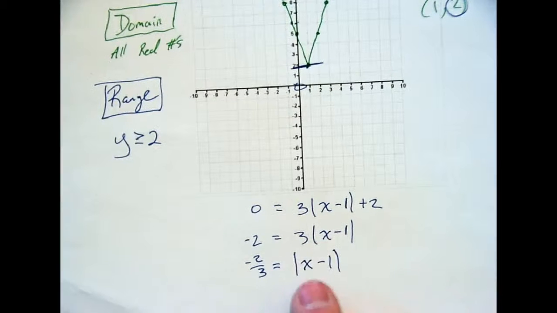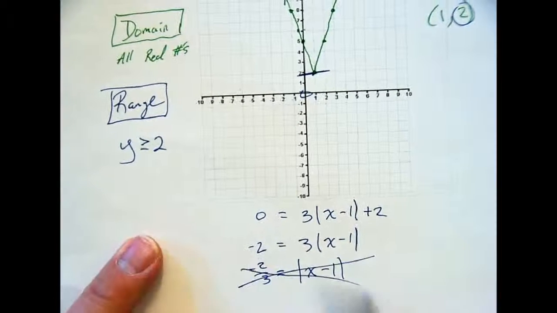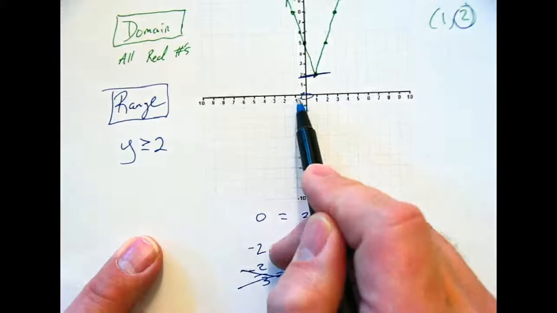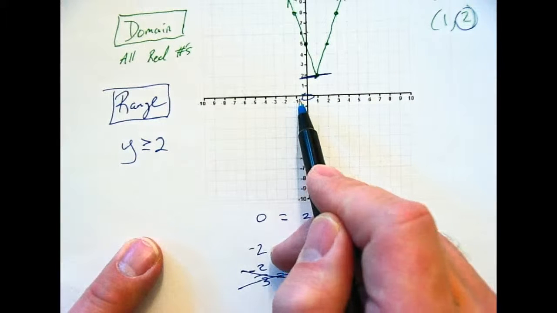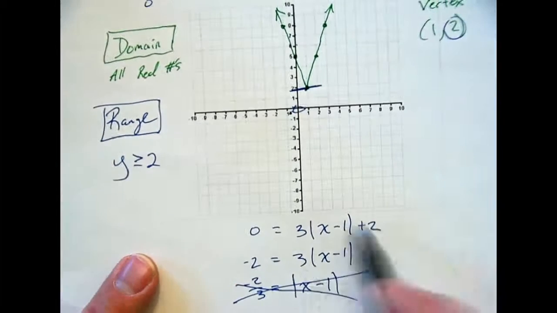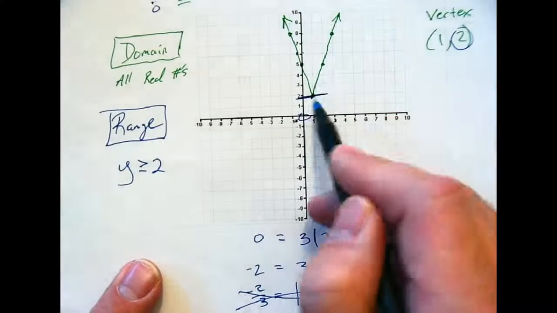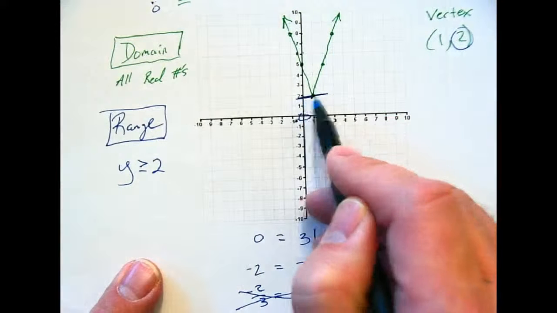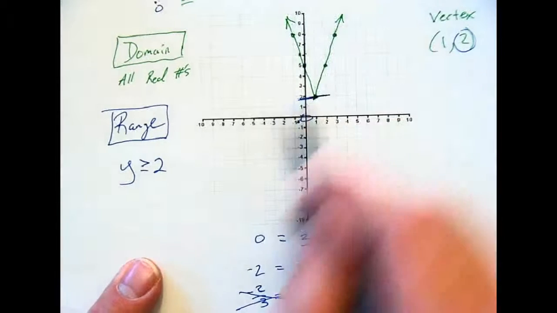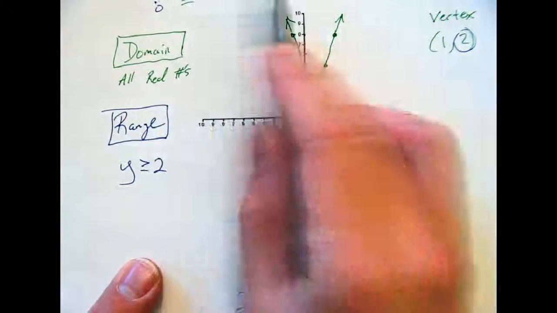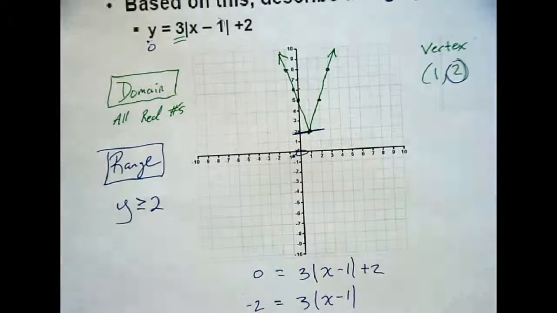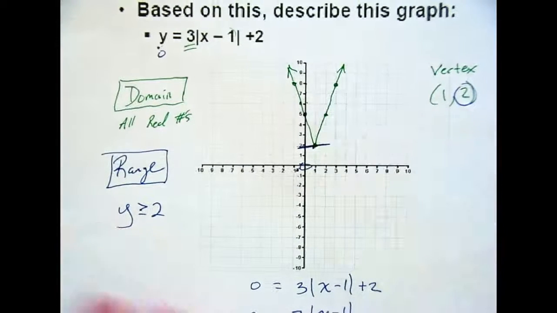So this is no solution, and we knew that because the graph doesn't have a value here at 0. Okay, this won't work. So when we put 0 in for y, it doesn't work out. Why? Because only values that are 2 and larger will work out in this equation and give us true statements, and we see that with our graph. Remember, a graph is just a picture of all your solutions. That's what you have there.